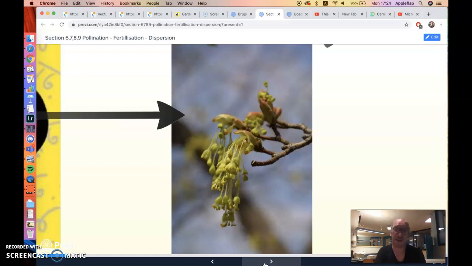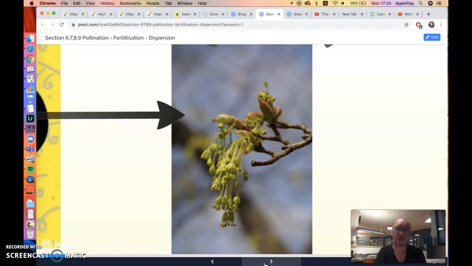And wind doesn't care if it's a beautiful, brightly colored petaled flower. It doesn't care if it smells good. Wind doesn't care for nectar. Wind just blows, and it blows everywhere. So it's best to expose your anthers and your pistils as wide open as you can to the wind.